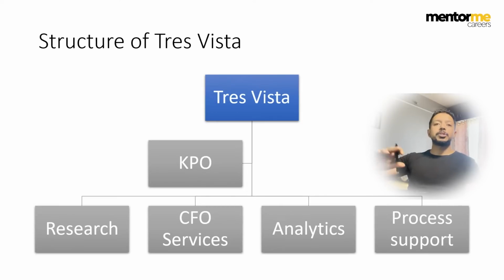Third is analytics, which obviously most of the research companies and KPOs have added as a vertical, because data science and analytics, data gathering, all of these aspects have become a regular part of finance, right? So it's a very natural progression into any company's vertical. And then you've got process support, which is a late addition to the entire vertical of TresVista services. We don't have to really worry about that much at the moment, right?